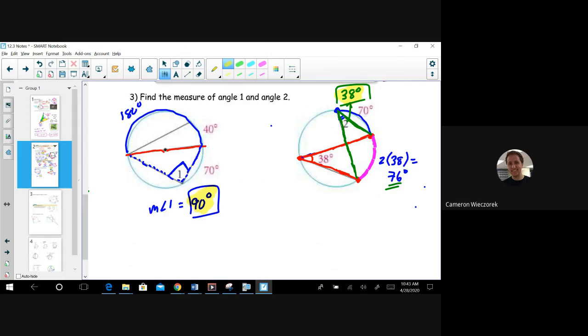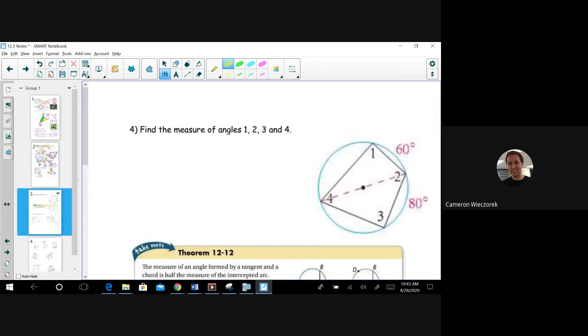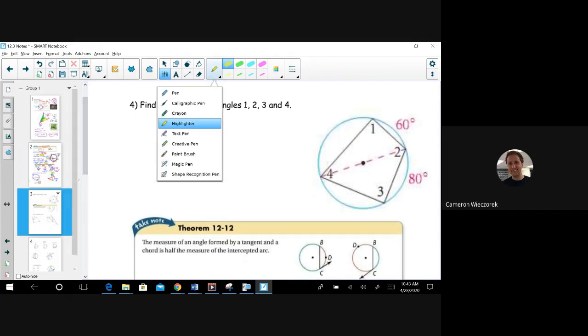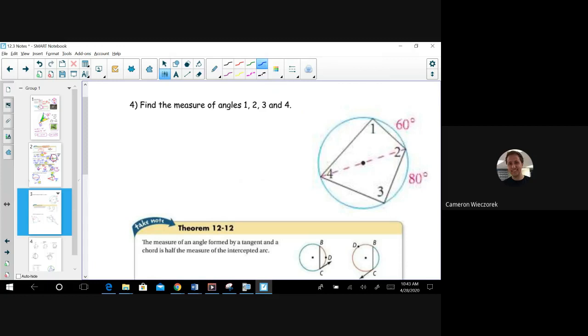All right. Let's look at one more before we do tangent chord angles. Okay. So first thing, use my tip from before. Look at the diagram, and the first thing you want to be on the lookout for are diameters. Are there diameters drawn? That's a good place to get started.